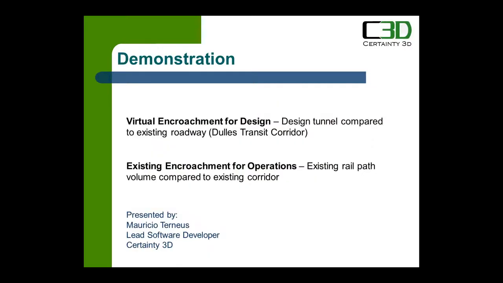Okay, so I don't have a lot more to say on this. We're going to turn it over to Maddie now, and he's going to talk about the virtual encroachment for design, and that's the tunnel we just saw. And then we'll move to an existing rail path, where Maddie will show you how we would apply that to daily operations and looking for that encroachment along the rail path. So Maddie, I'm going to turn it over to you.